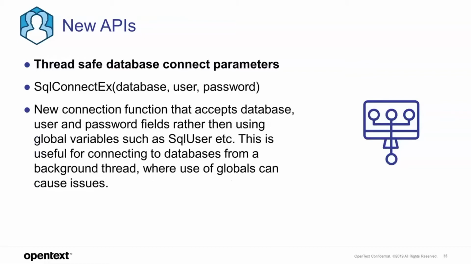To make database connections thread safe, we have introduced this SQL Connect X function. Before, SQL Connect would just use the SQL user, SQL password, and SQL database variables, and those could be modified anywhere. And for threads, that's not a good idea. So the new function SQL Connect X gets rid of these problems and creates a thread-safe database connection function for you.